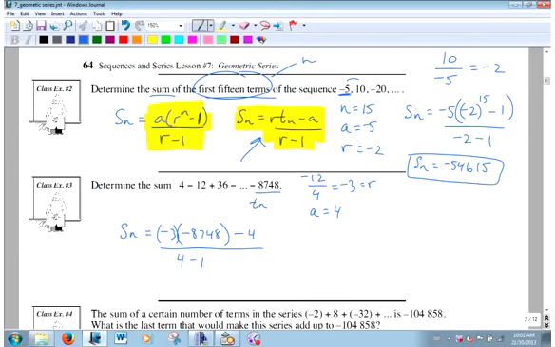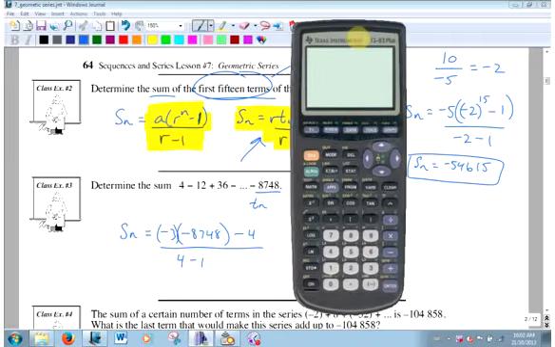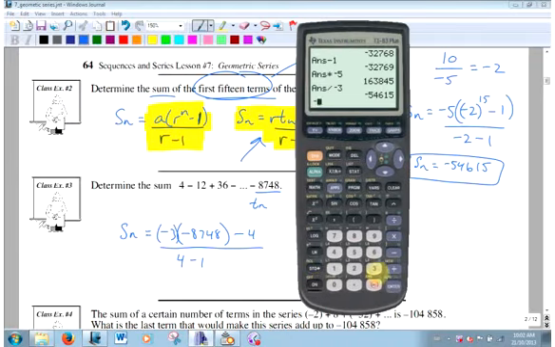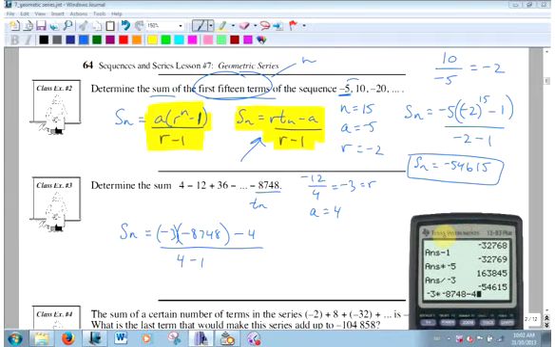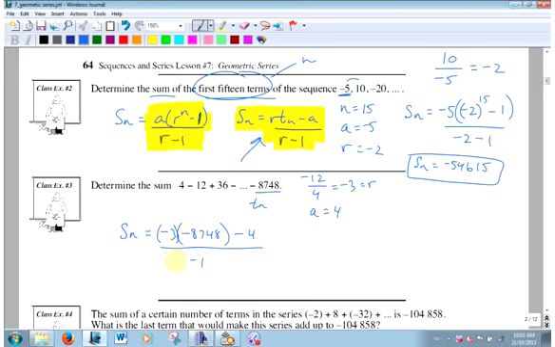Could you do this in one step on your calculator? Yeah, you should be able to. But be careful. Negative 3 times negative 8748. Come on. Minus 4. Yes? Yes. Because that's not a minus 1, that's r minus 1. My mistake. Thank you for catching it.